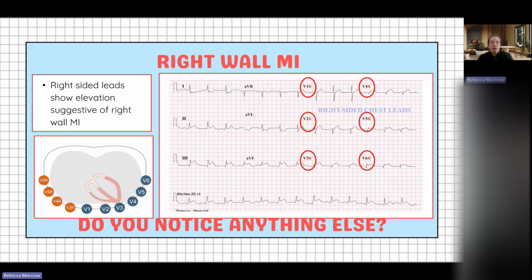I think I already talked about this a little bit, but we have the ST elevation, I said, in leads 2, 3, aVF, which is probably what prompted the right-sided leads in the first place. And then we also have ST depression in lead 1 and aVL, which are our high lateral leads. These are reciprocal changes to our inferior leads. So we often will see these reciprocal changes in an inferior infarct as well.